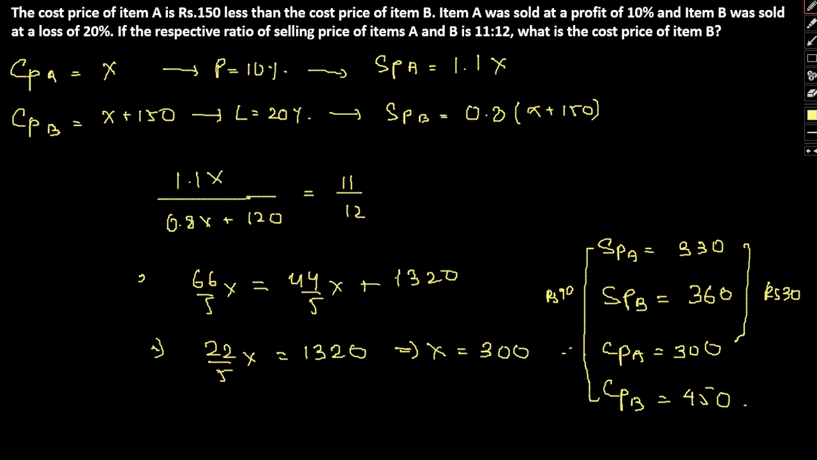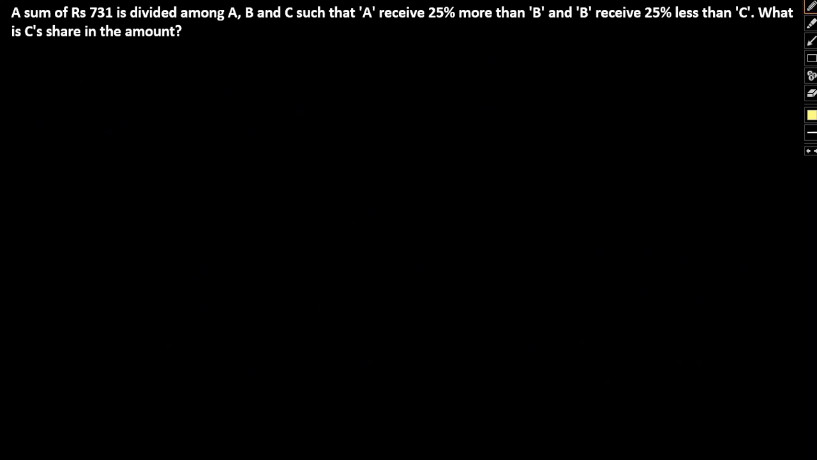Let's take a look at the third question of the video. Okay, so here's the question. The sum of rupees 731 is divided among A, B and C, so that A receives 25% more than B, and B receives 25% less than C. What is the share of C's amount?